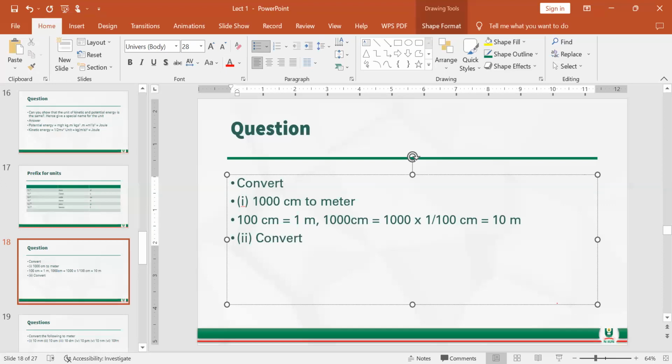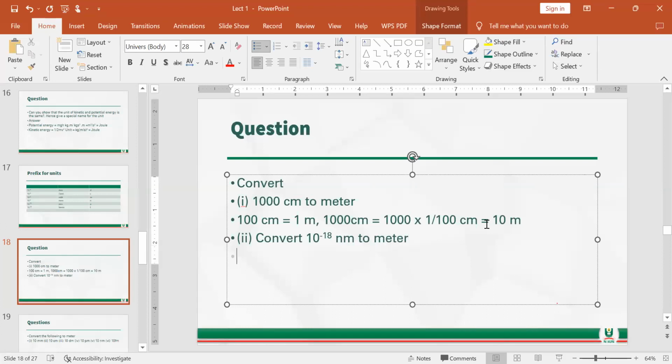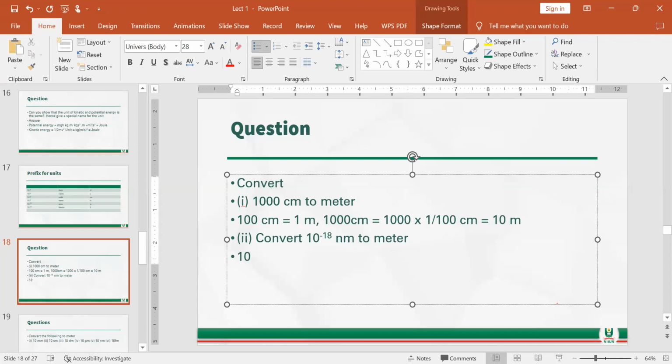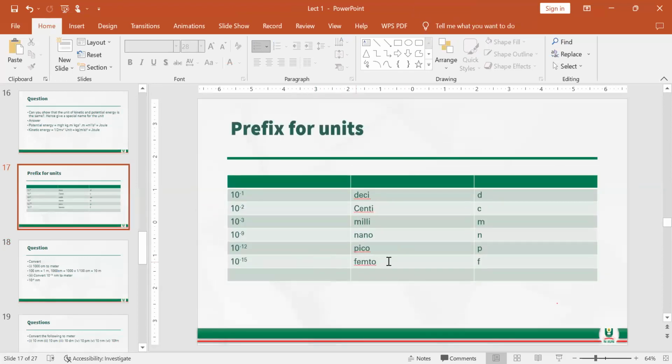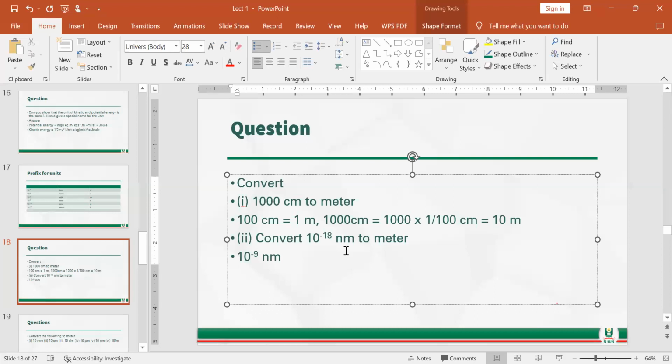Convert 10 to minus 18 nanometer to meter. Which one? The second last one, the one that you are doing. It said convert 10 to minus 18 nanometer to meter, right? If you look at the table, 1 nanometer is equal to 10 to minus 9 meter, right? Invariably, I'm telling you to convert 10 to minus 18 meter to nanometer.